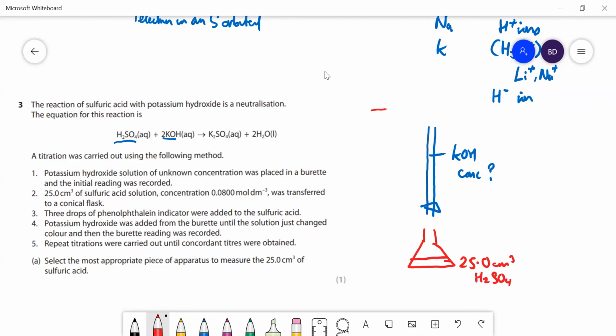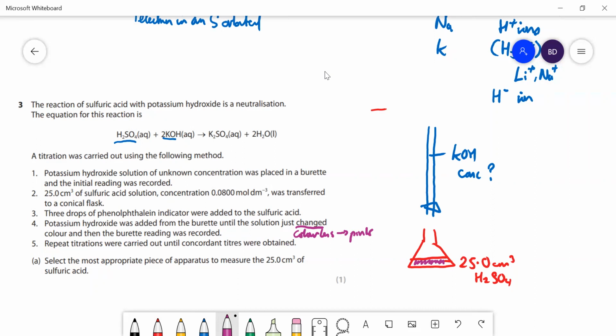And they add phenolphthalein indicator. Actually, it won't go purple in sulfuric acid, it'll be colorless in sulfuric acid, and go purple when it's alkaline. Potassium hydroxide was added from the burette until the solution just changed color. And that will go from colorless to pink at the end point. You'll probably ask us that afterwards. Repeat titrations were carried out until concordant titers were obtained.